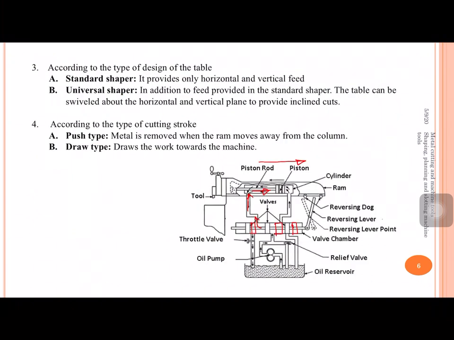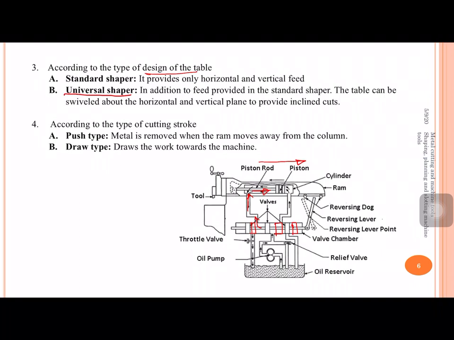Next classification is based on the design of table. If the table is provided with only the vertical and horizontal feed, that is the cross feed, then it is called as the standard shaper. If the table is provided with not only these feed movements, but also the swiveling, that is the rotation of the table about the horizontal axis or about the vertical axis, so that you can get the inclined cuts on the work part, then that particular shaping machine is called as the universal shaping machine.